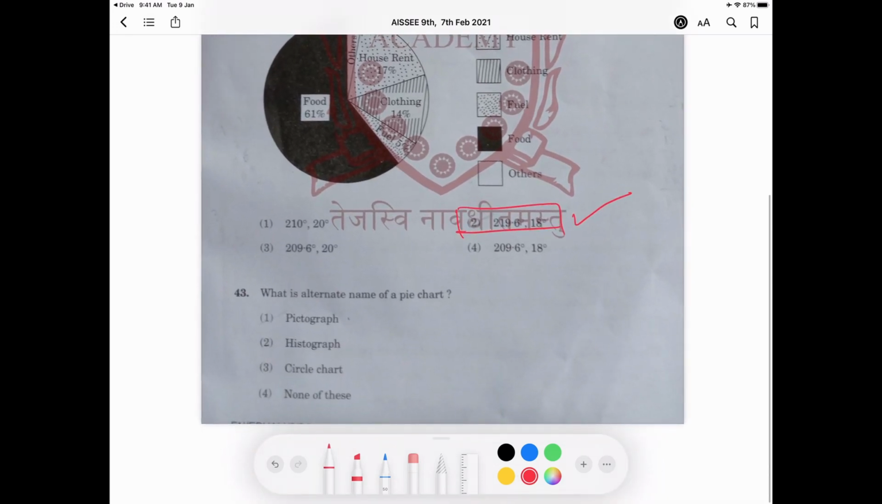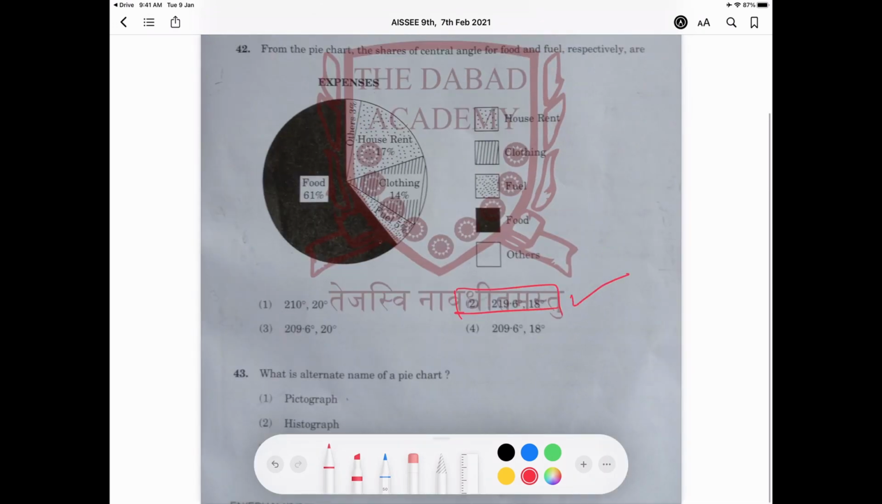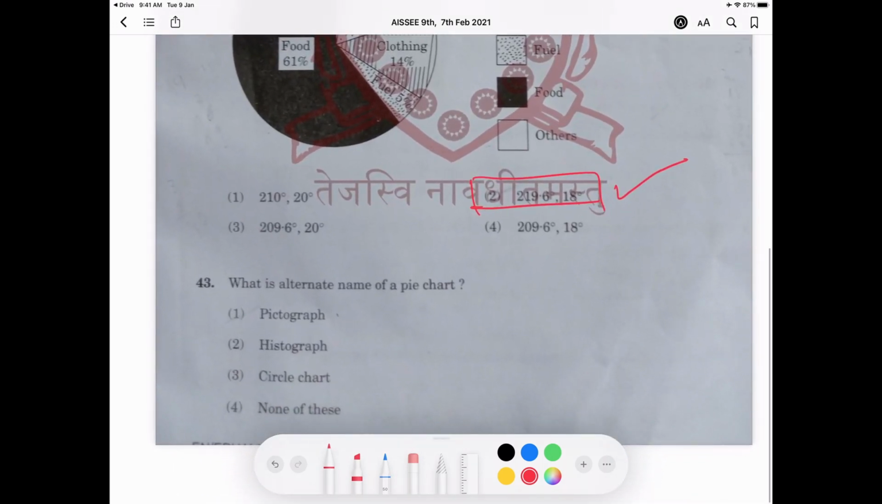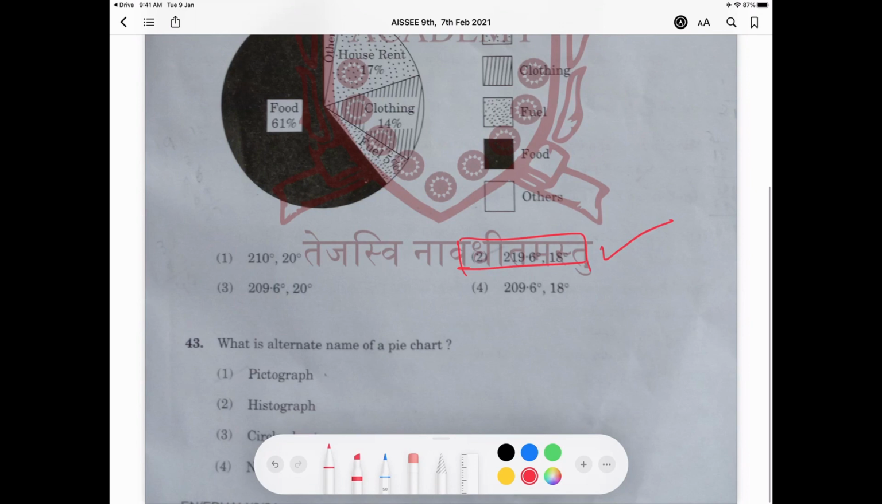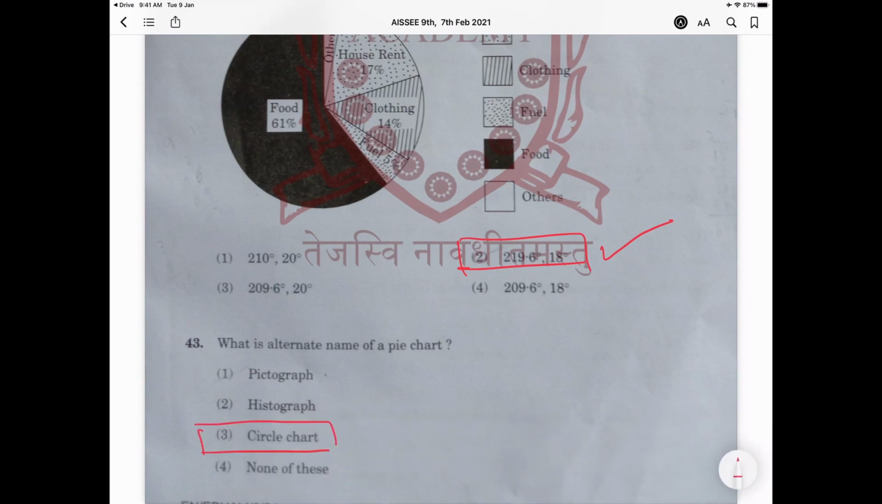In question number 43, what is alternate name of a pie chart? So it is circle chart. So option number 3 is correct.